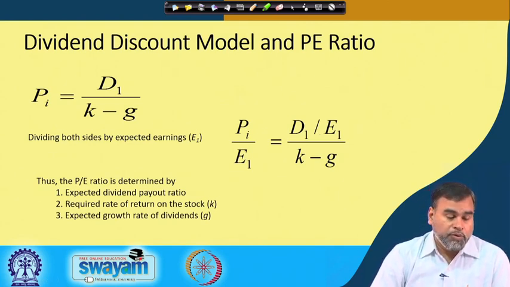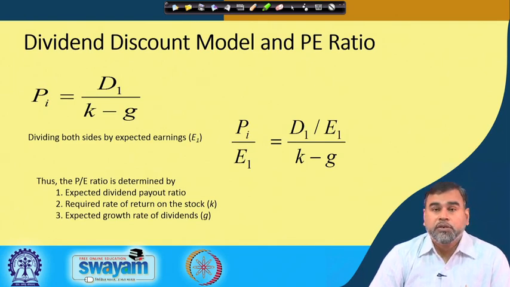ratio. If you remember, your P is equal to nothing but D1 by R minus G or K minus G, whatever way you can represent the required rate of return of the stock. Then if you divide by E on both sides, then your (D1/E) divided by (K minus G) or (R minus G) will give you the value of the P/E ratio.